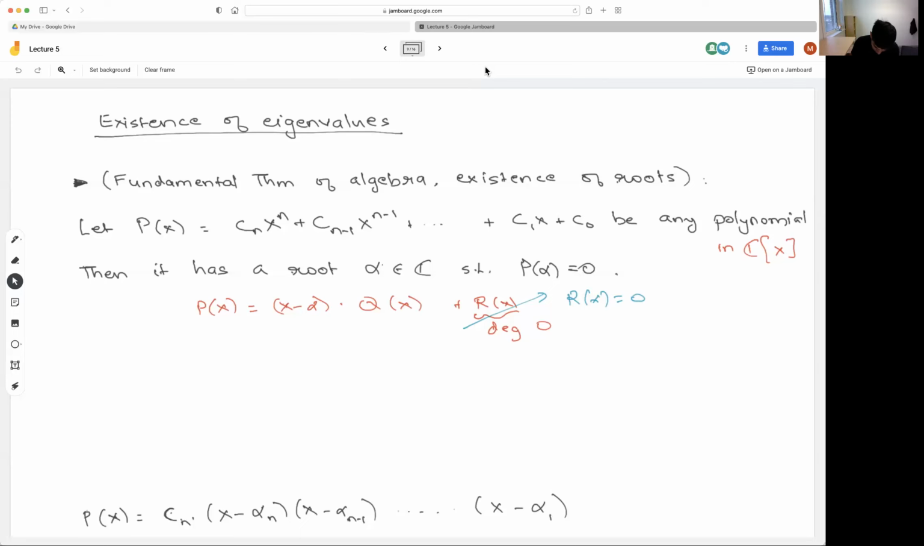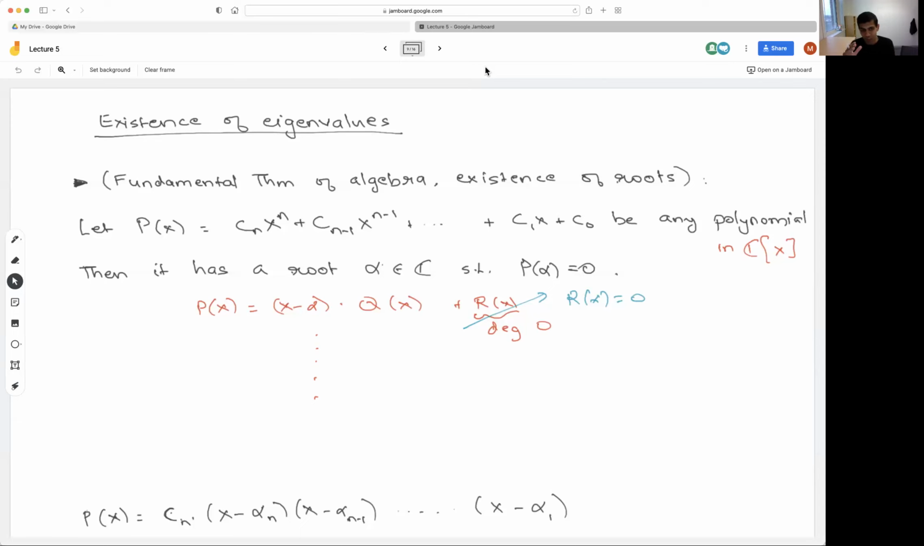So you can repeat this and write p of x as a product of factors. In particular, if you had degree n, then you will have n factors. And just comparing coefficients for x to the n, if you write the factors this way, then it should all be multiplied by cn, which is the coefficient of x to the n, just for the two expressions to be equal. Okay, so another way the fundamental theorem of algebra is stated is that a polynomial over the complex numbers can always be factored into linear factors.